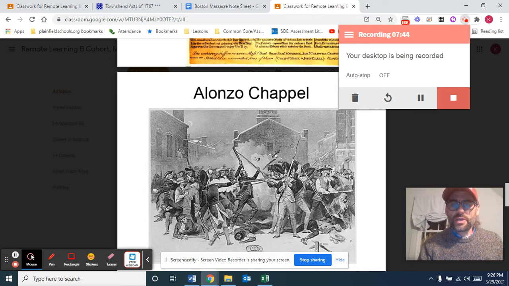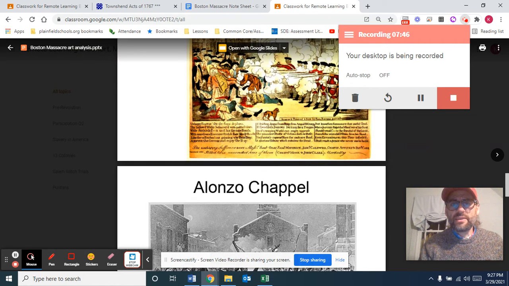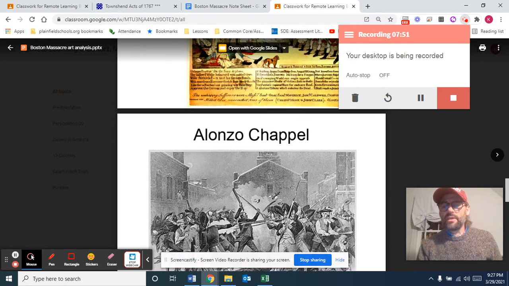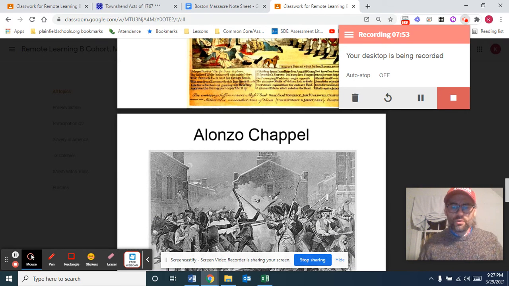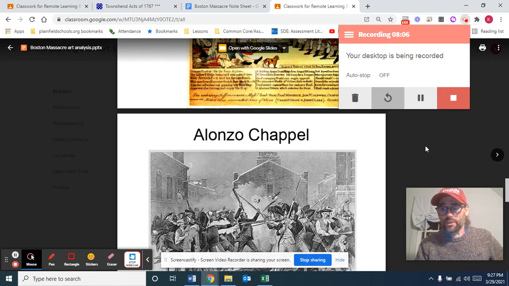And when you look at this one and this one, what similarities and differences do you find? Now, based on those two alone, what do you really think happened at the Boston Massacre? And that is your assignment, is to explain what really happened at the Boston Massacre based on the artwork.